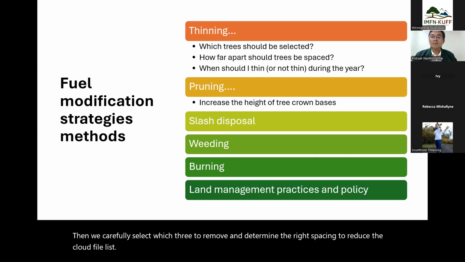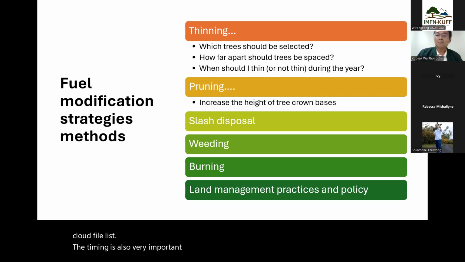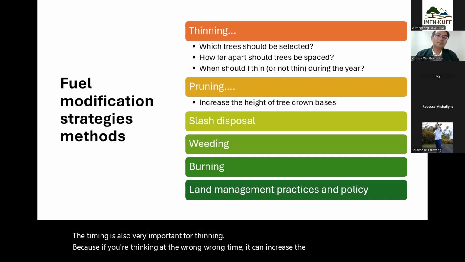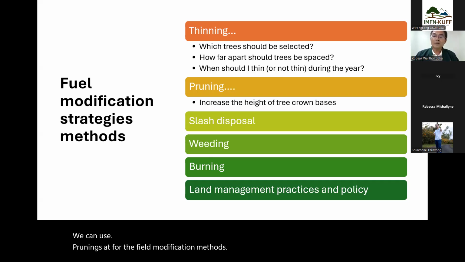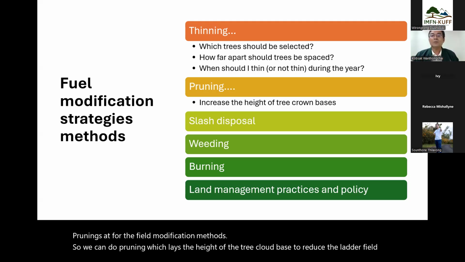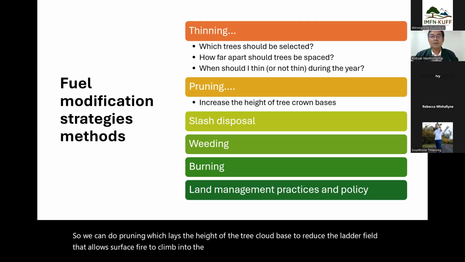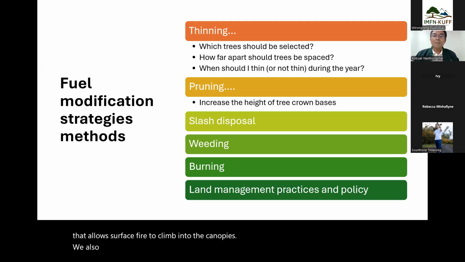The timing is also very important for thinning, because if you thin at the wrong time, it can increase the vulnerabilities. We can use pruning as a fuel modification method. Pruning lifts the height of the tree crown base to reduce the ladder fuel that allows surface fire to climb into the canopies. We also need proper slash disposal and regular weeding to remove fire fuel.